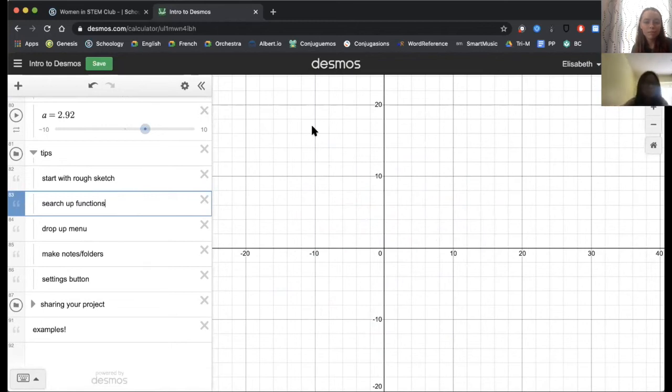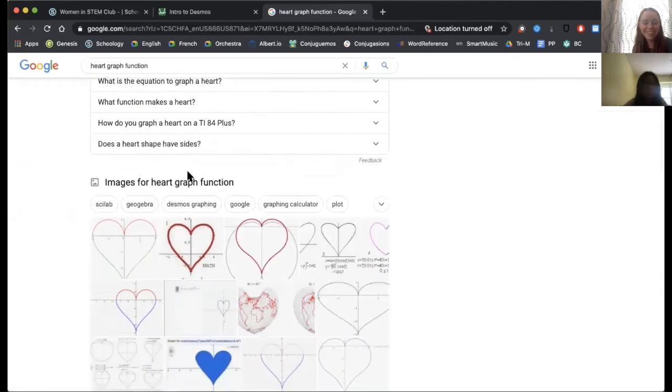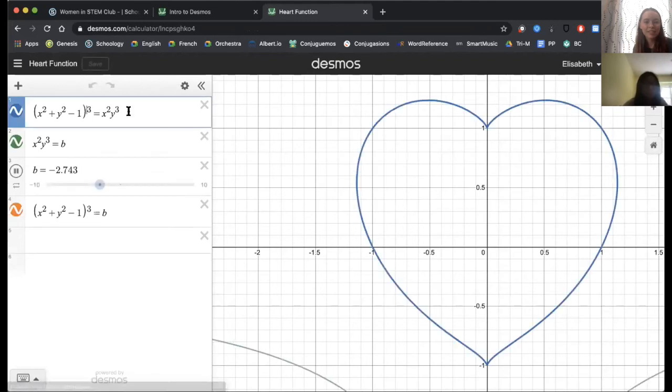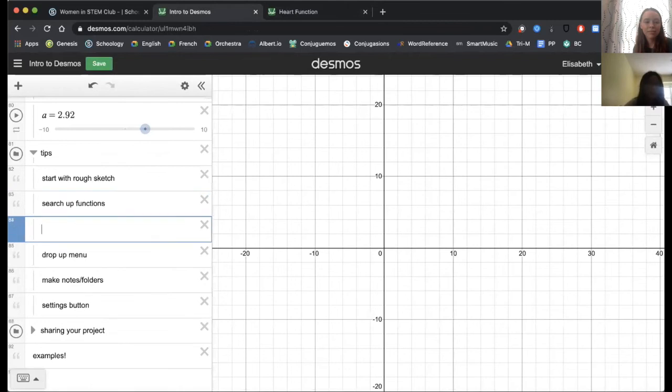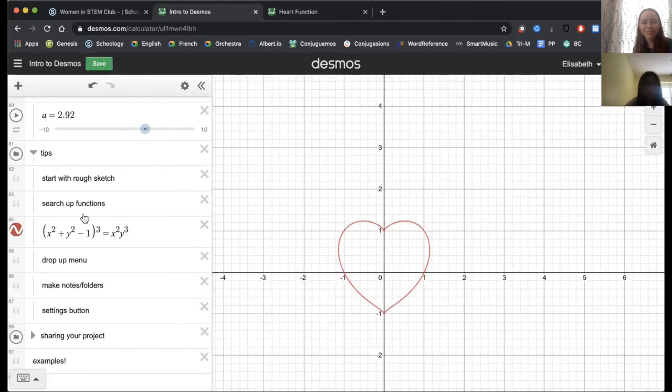For example, let's say you want to make a heart function. And as you can see, oh look, there's already a DESMOS here. And maybe you can just take this and copy and paste it into your own graph. And there you can see, now I have a nice little heart.